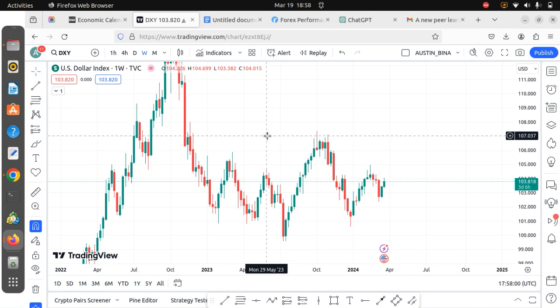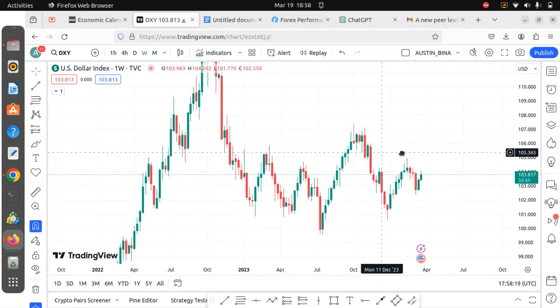So technically, you're going to see everything on the chart. If the US economy is very strong, you are going to see DXY buying, and if it's not strong, it will be selling. Vice versa. That's how it works, guys.